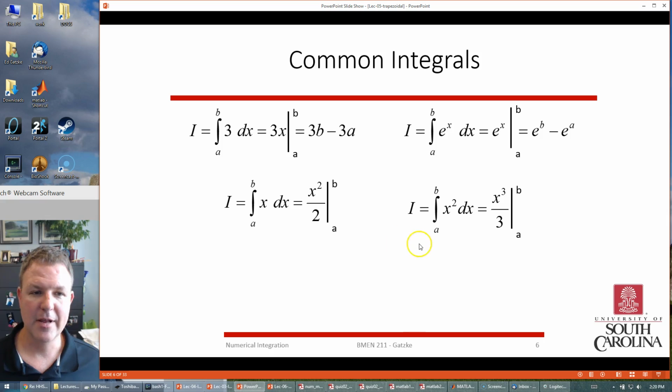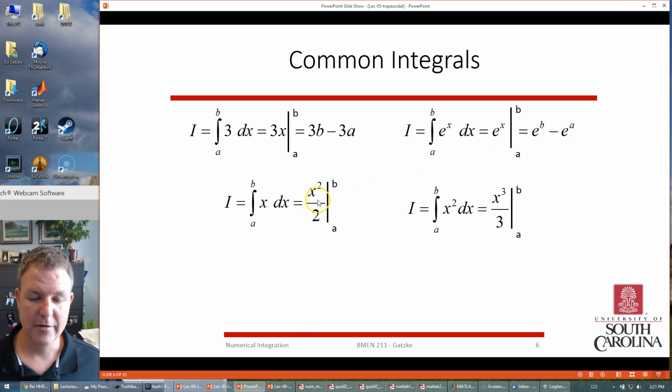There are a lot of common integrals. If you have a constant, it's very easy to figure out the integral of that. Constant goes to 3x. But the definite integral, when you have values for x, can be evaluated very easily. The same thing for e to the x. The integral of e to the x is e to the x, because the derivative of e to the x is e to the x.